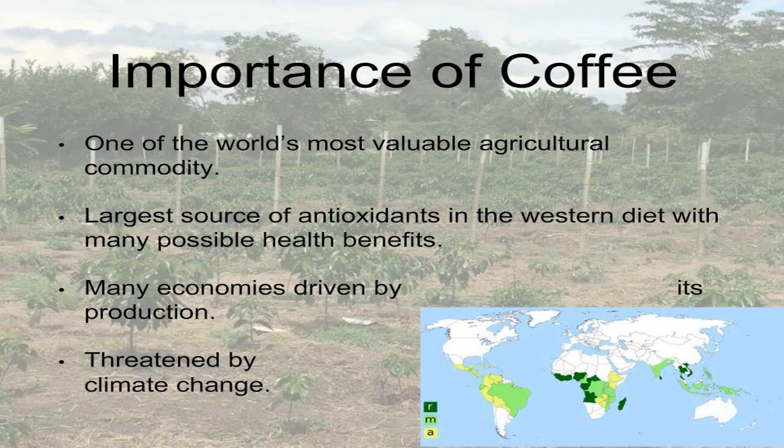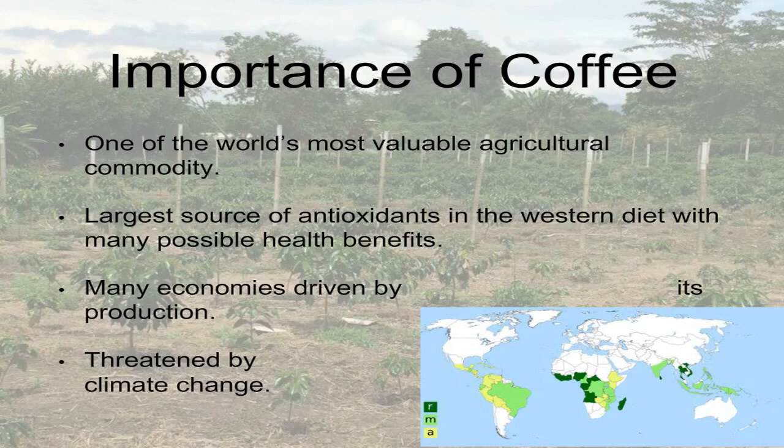But there are some other reasons coffee is important as well. So it's one of the world's most valuable agricultural commodities. This is especially true in developing countries where coffee is a top exported good. And many commodities are traded at a higher level, but they aren't as valuable. It's also thought to be the largest source of antioxidants in the Western diet with many possible health benefits. So it can reduce the risk of things such as some types of cancer, type 2 diabetes, and dementia.